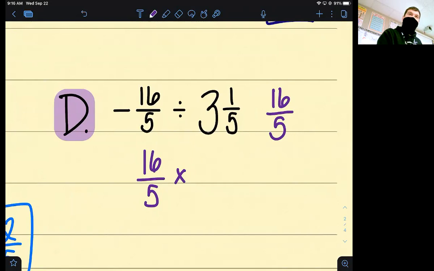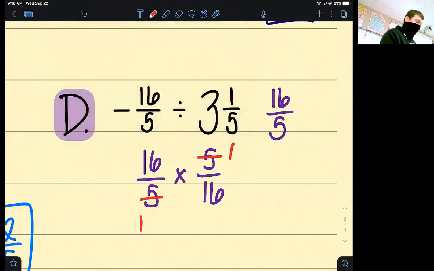5. Ashlyn, why can't I? Okay, I caught myself that time. Yeah, when we flip it, it's going to be 5/16. Interesting. What cancels? Everything. The 5s will cancel.